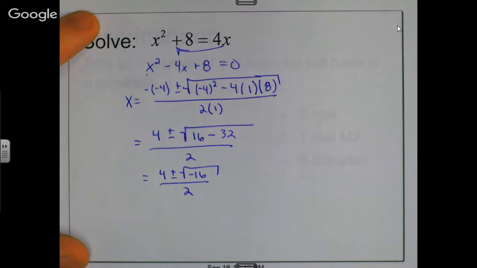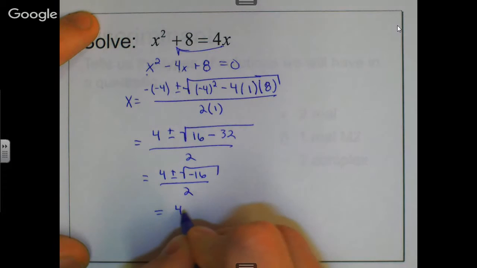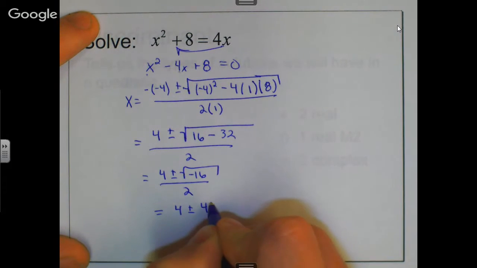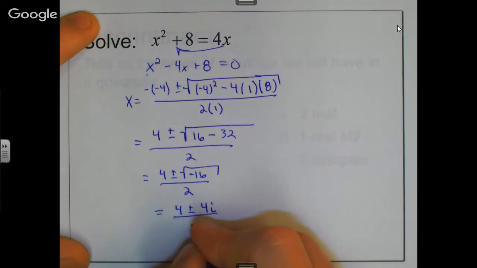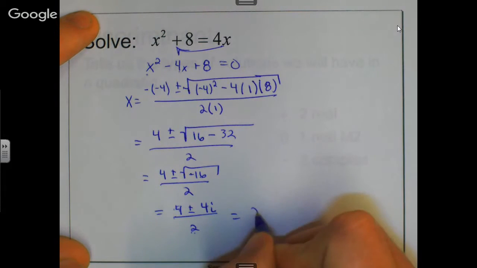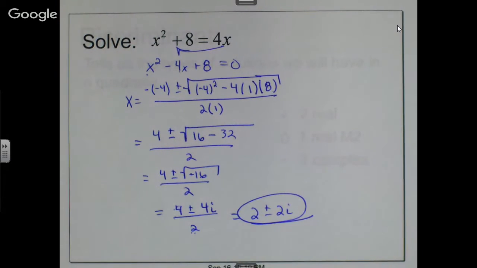So 4 plus or minus the square root of -16 over 2. Keep reducing. Okay, 4 plus or minus 4i. The square root of 16 is 4. The negative tells me i, over 2. And again, I can cancel all 3 terms at once. So I get 2 plus or minus 2i. And there's my answer.